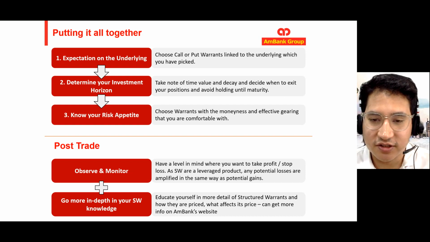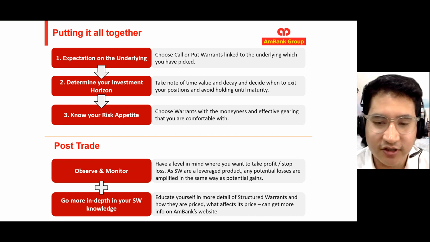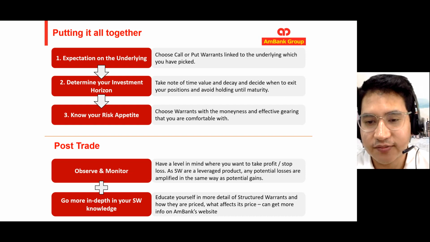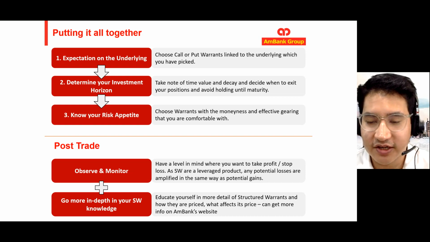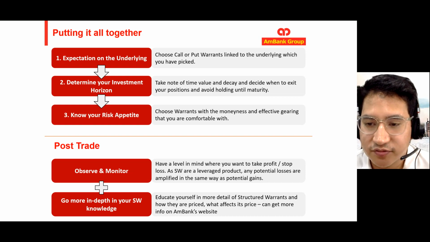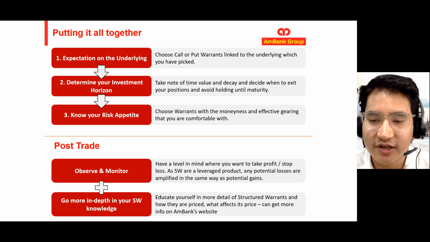And another thing is that, because this is a very brief introduction into structured warrants, I would suggest that you go more in depth in your structured warrant knowledge. There are a lot of sources online, on our website and also on other issuers' websites, so you can educate yourself in more detail on structured warrants, how they are priced, and what affects their price. These ones you can get on AmBank's AmWarrants website.